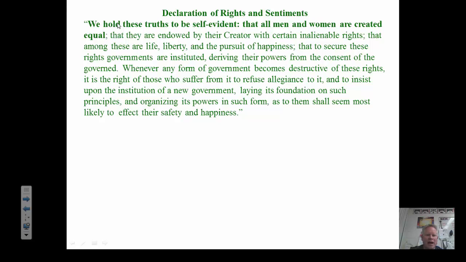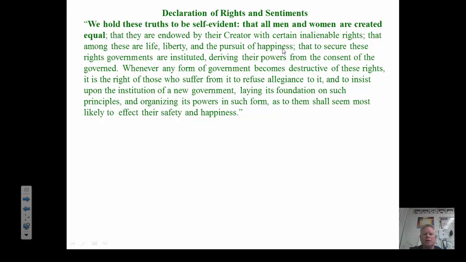Now, if you look at the bolded part right here, this is exactly what it says in the Declaration of Independence, except they added, "and women." We hold these truths to be self-evident, that all men and women are created equal. I think it copies the Declaration all the way down to happiness. That they are endowed by their Creator with certain unalienable rights, that among these are life, liberty, and the pursuit of happiness.